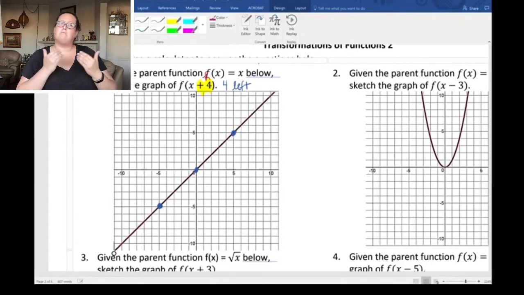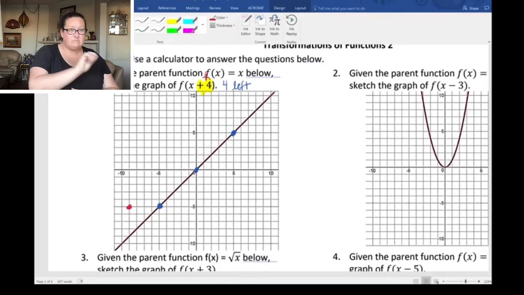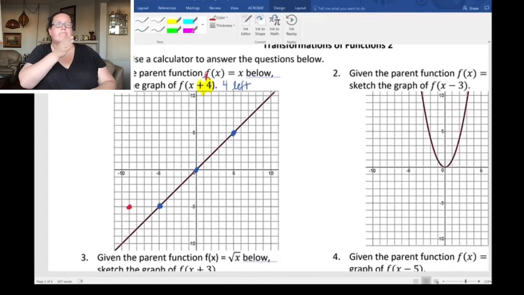So let's go ahead and move them. Let's start off with -5, -5. So 1, 2, 3, 4. Let's go to 0, 0. Let's move 0, 0, 4 units to the left. 1, 2, 3, 4. And finally 5, 5. Move that 4 units to the left. 1, 2, 3, 4. Now that you have your points, go ahead and draw your line. And this is f of x plus 4.